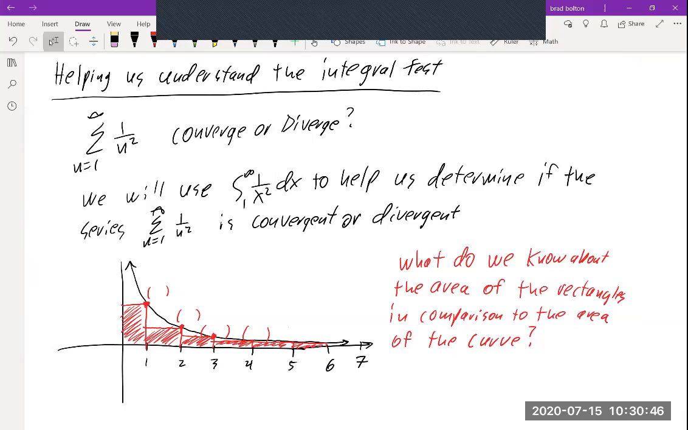So let's say we want to look at 1 over n squared and determine if it converges or diverges. What I'd like to use is the integral of 1 over x squared dx from 1 to infinity. Notice whatever your starting point is here, that's the same as you use for your integral. And we want to use this to help us determine if the series 1 over n squared is convergent or divergent.